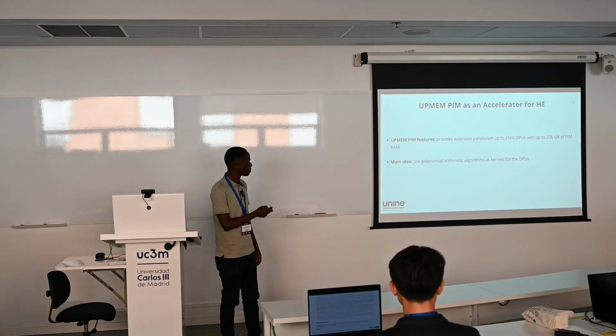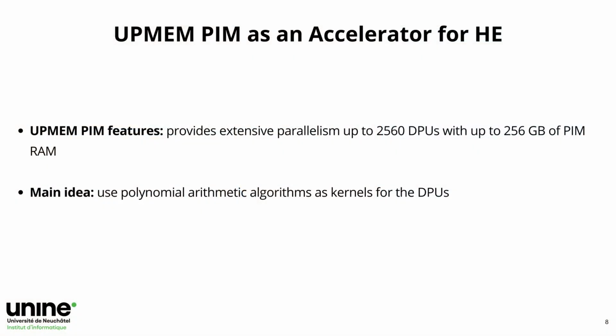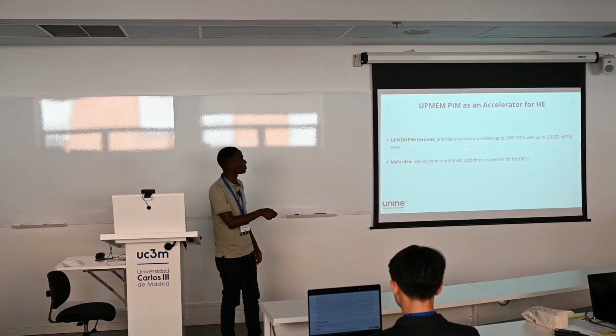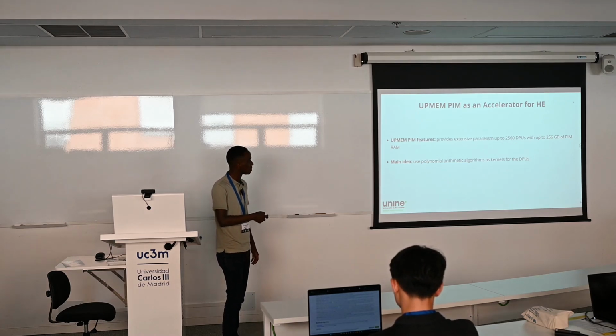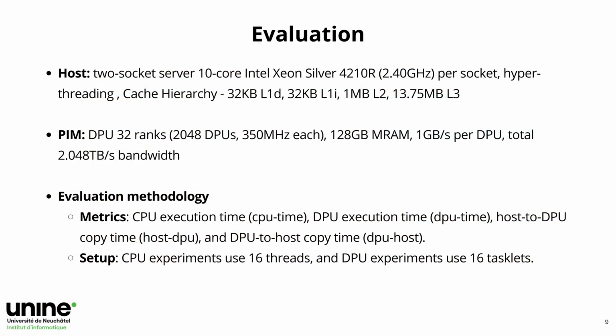So PIM as an accelerator, basically we use the polynomial arithmetic algorithm as the kernel for the DPUs. This is straightforward like that. That's what we use. And then we try to leverage the massive parallelism that is provided by UPMEM PIM. So with the evaluation, we use the host and the PIM server with 32 DPU ranks, and it's 128 gigabytes of memory and 248 DPUs. And we measure the CPU execution time, DPU execution time, and host memory.